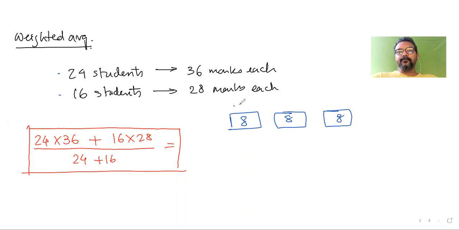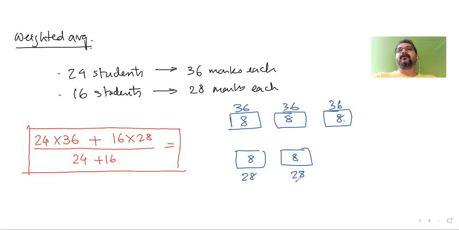And each group scored 36 each. Right? 24 students, 8 students, 8 students, 8 students. So 8 plus 8 plus 8, isn't it? And in the second group, when it's 16, I can say 8 students who scored 28 marks, another 8 students who scored 28 marks. I want to find out the average of these.